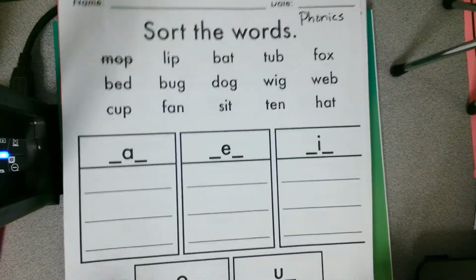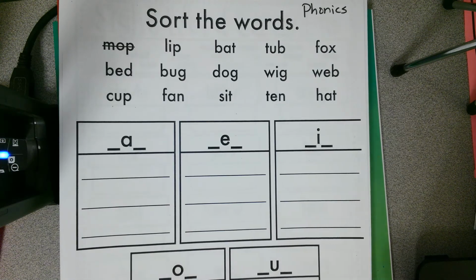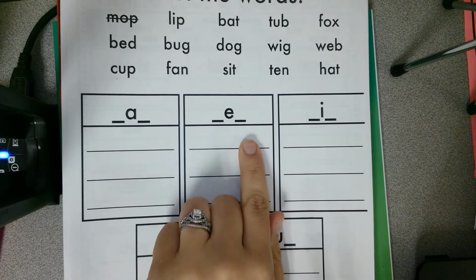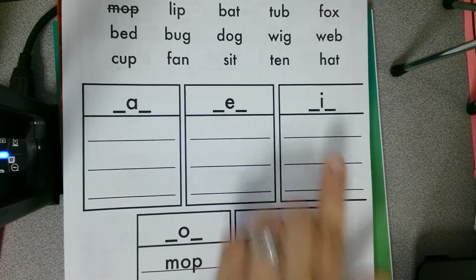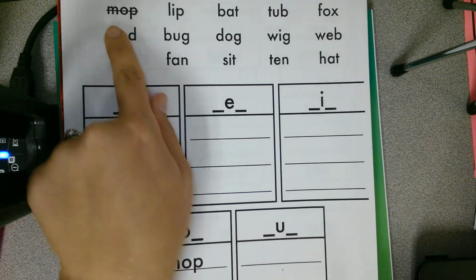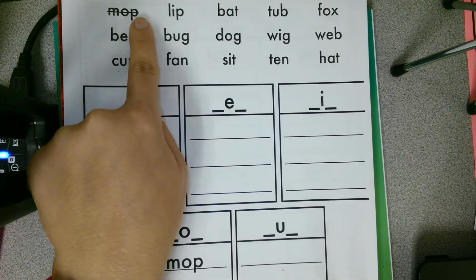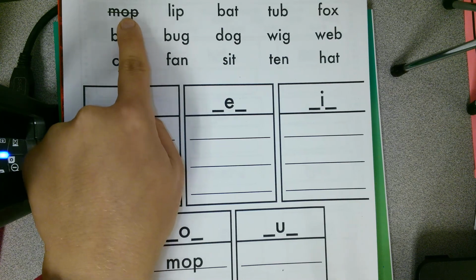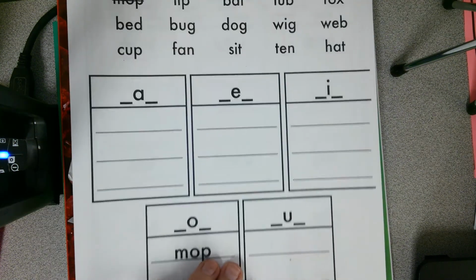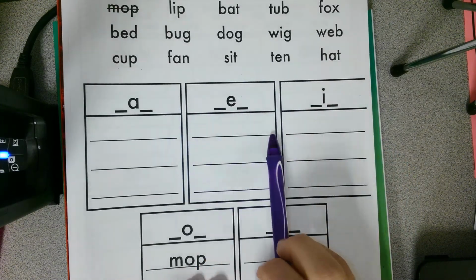Next, we have another phonics page, and this time we're going to sort the words by their middle sounds. So we've worked on the short vowel sounds, so we're going to sort between short A, short E, short I, short O, and short U. So our first word is mop. In the middle, I hear o, so I'm going to put it in the short O box. Mop. Sort the rest of those words in the box that they belong.